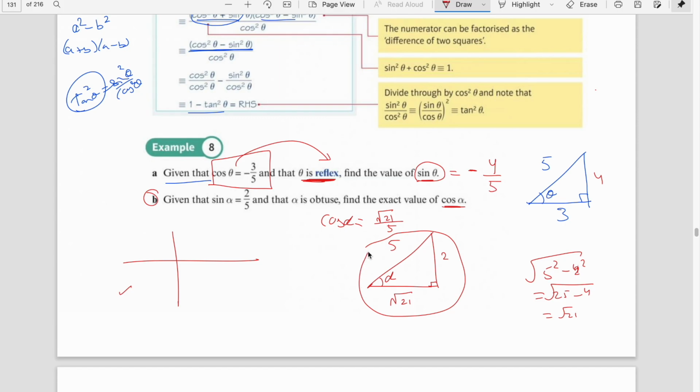First thing. Now let us check this sign. Given that sin alpha is 2 by 5 and that alpha is obtuse. Obtuse means more than 90 and less than 180. So it lies in the second quadrant. Sin alpha is 2 by 5, in the second quadrant that is positive. Alpha is obtuse, but in this case for cos alpha, that should be negative. So my final answer is cos alpha is equal to negative square root 21 by 5. Clear?